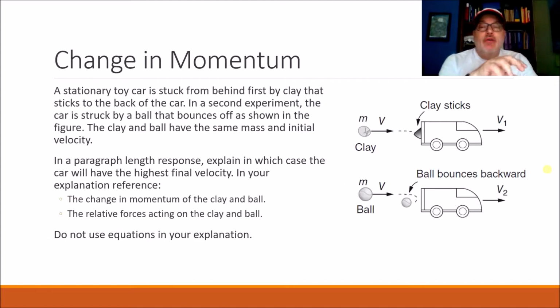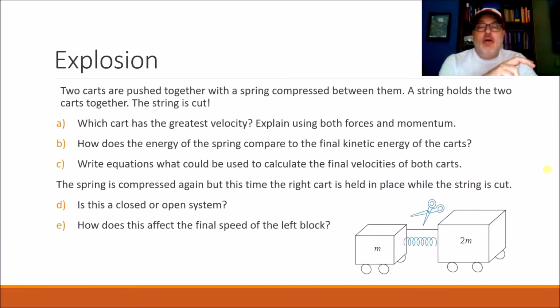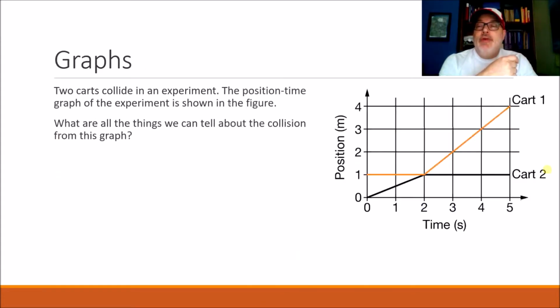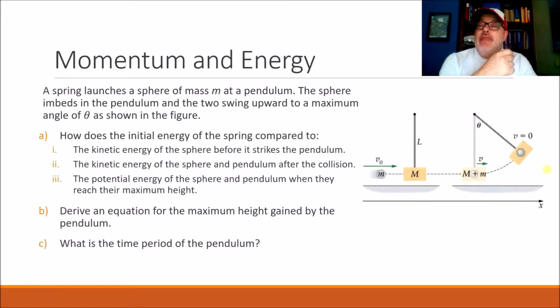Our second one involves a clay and a ball hitting the back of a car. Our third one, we have two masses held together and then a spring between them, and you cut the string. Our fourth one involves some graphs, and our fifth one as well. And then these last three involve momentum and energy and other parts of physics. These are likely to be the kind that you see on the AP exam.